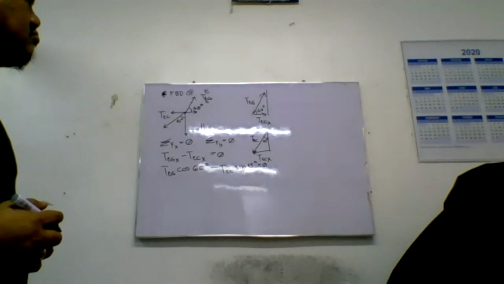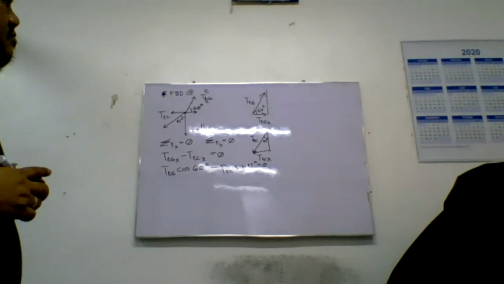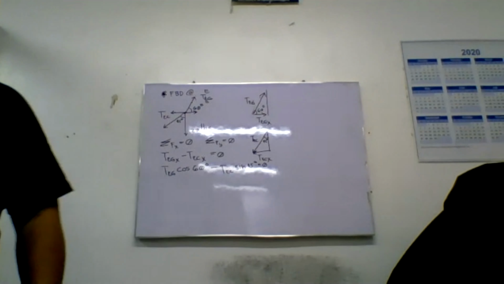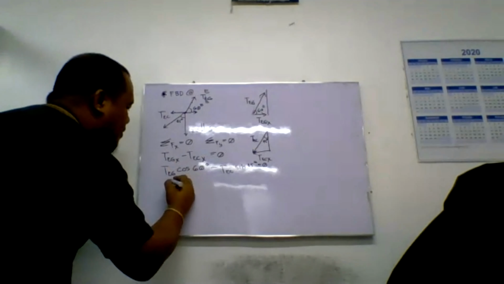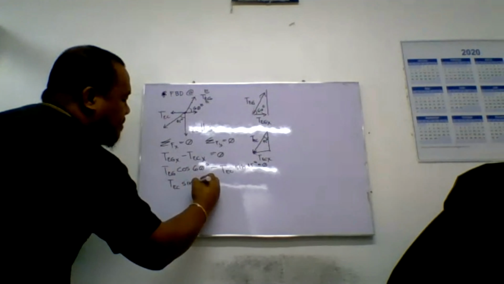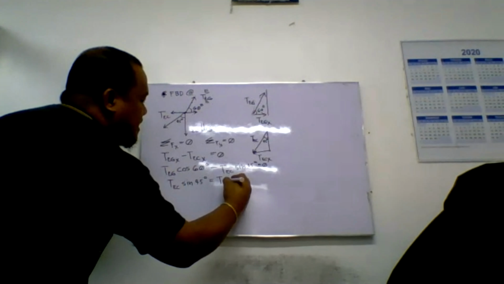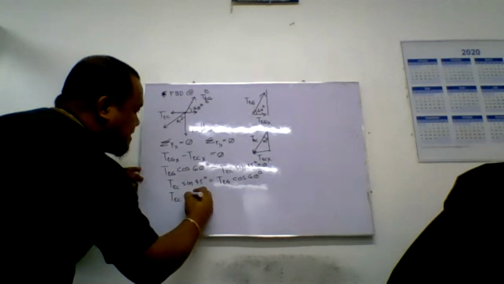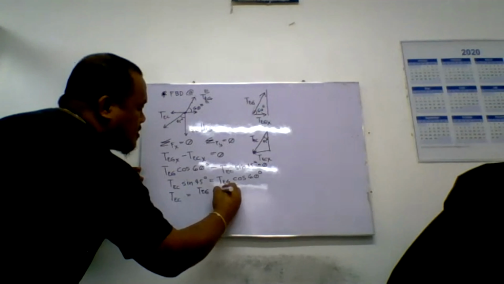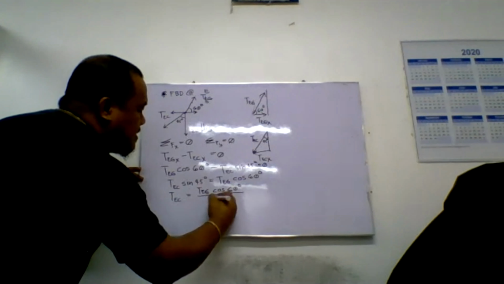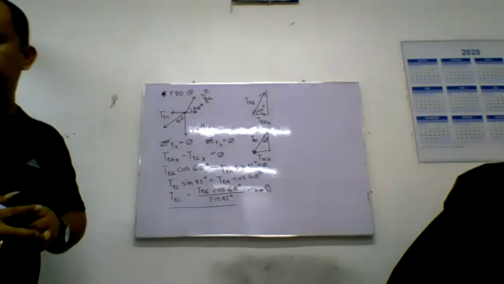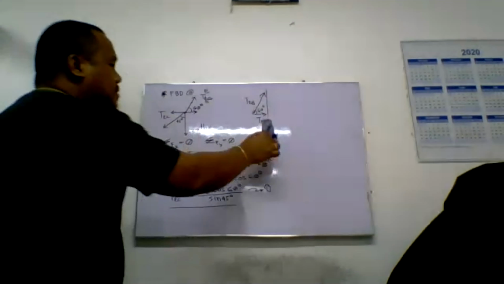Now we can express T_EG in terms of T_EC, or T_EC in terms of T_EG. Let's move this over here. What happens? It becomes T_EC sine of 45 degrees is equal to T_EG cosine of 60 degrees, or T_EC is equal to T_EG cosine of 60 degrees all over sine of 45 degrees. This will be our equation number 1.